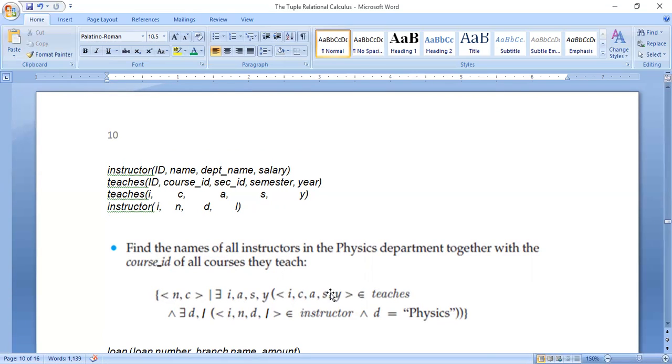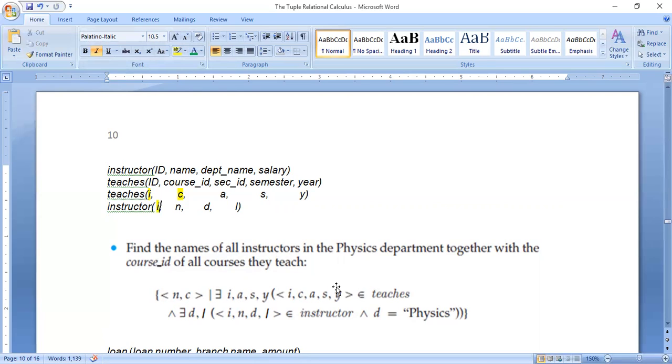So the first part of the query consists of the teachers relation, where we use I, C, A, S, Y as the domain variables which belong to the teachers relation, and out of this I, C, A, S, Y we have already used C. So we mark this C. So what is remaining is I, A, S, Y. So I, A, S, Y is now used. So this I is now used, and this I is also in the instructor relation. So we also mark this.